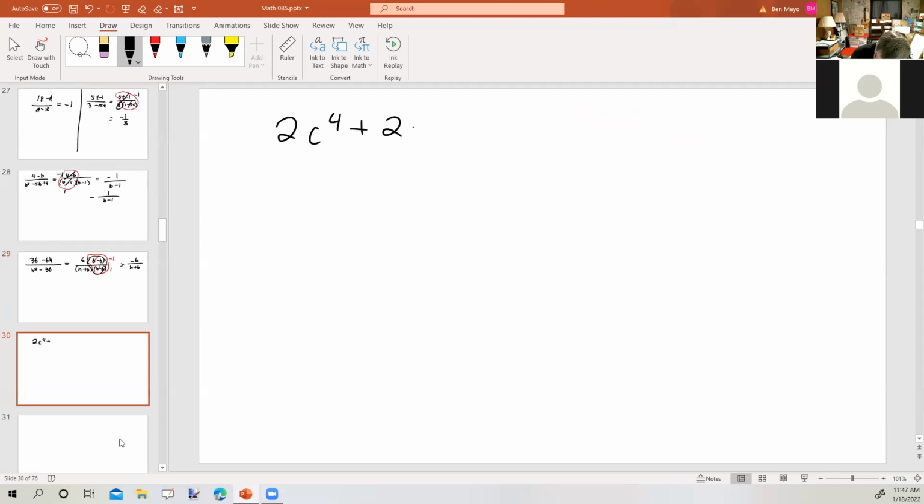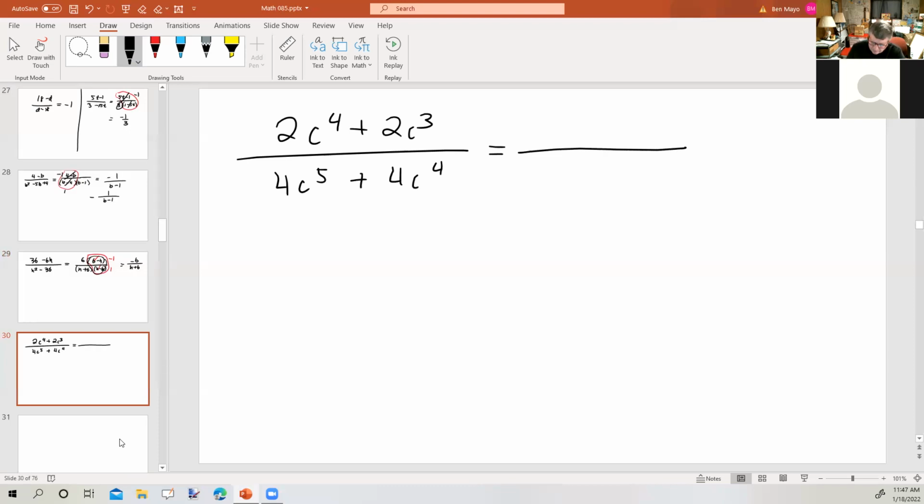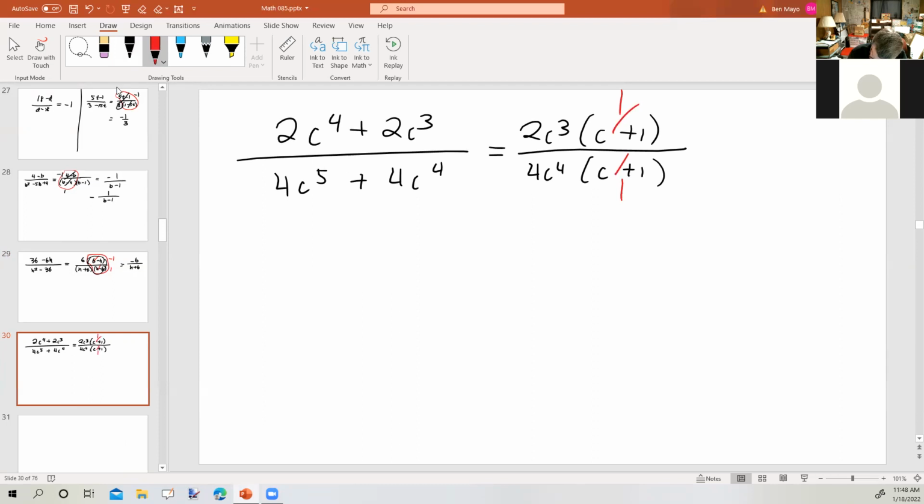2c to the 4th plus 2c cubed over 4c to the 5th plus 4c to the 4th. Well, in the numerator, I could take out the greatest common factor, which is 2c cubed, and have c plus 1 left over. In the denominator, I could take out the greatest common factor, which is 4c to the 4th, and have, let's see, what would that be? c plus 1 left over. Is that right? I think so. Well, the c plus 1's reduce down, but so does the 2 over 4 to 1 over 2, and the c cubed over c to the 4th to 1 over c. So what have I got left? 1 over 2c. Any questions about that?